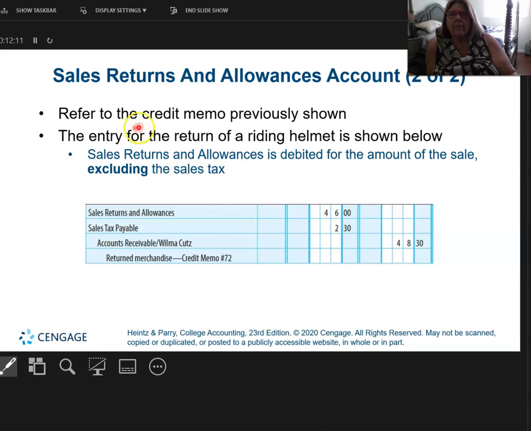So the credit memo is what will generate this. So if the customer returned $48.30, remember we showed you that credit memo, I'm going to credit the customer for that much. However, I'm only going to debit sales returns for $46 and debit sales tax payable for only the amount of the tax.